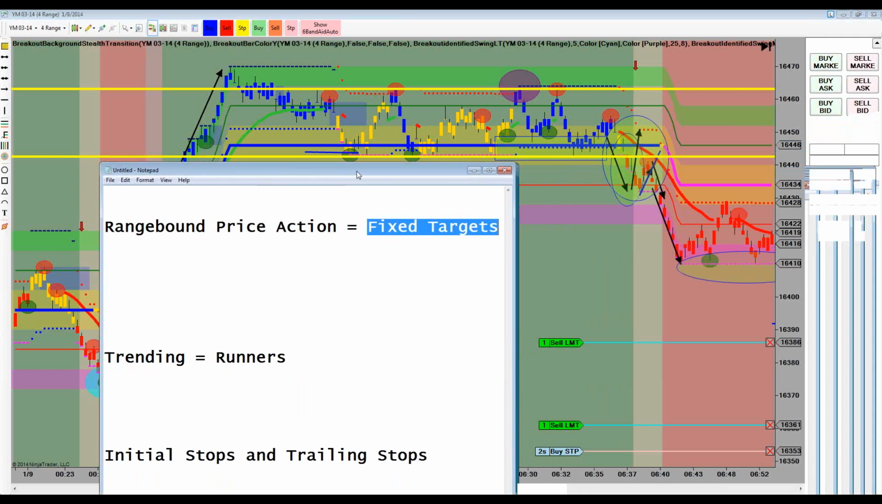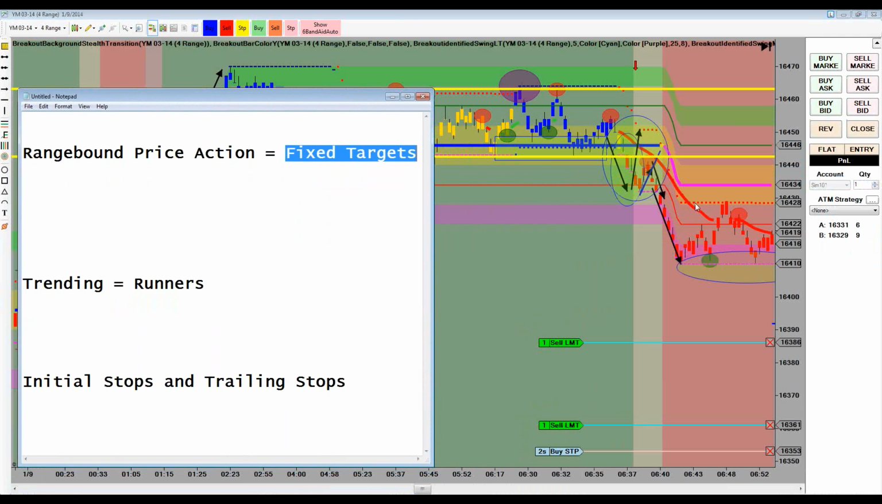The runners come into play, of course, when you have a trending market, as we did over here when you went into a downtrend. That's when we start looking for the runners. And that's where we can stand on days like that to make some good coin. And then, of course, you look for natural placement of your initial stops, either at the stop dots or a nearby swing level. And then, of course, we talked about how to manage your trailing stops.